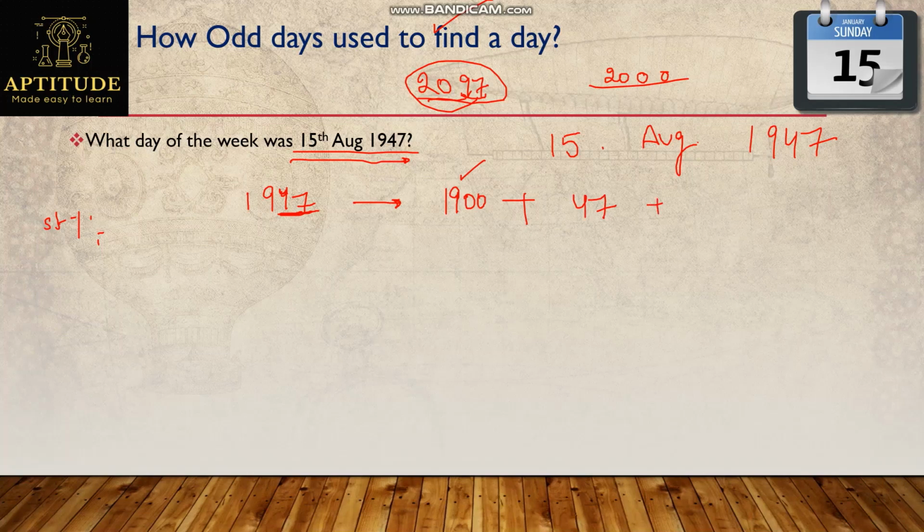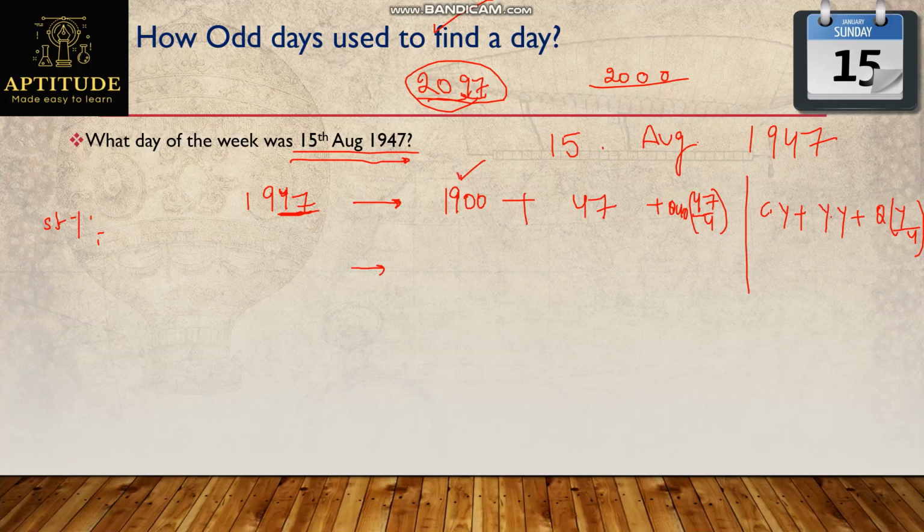Here I'll consider the last two digits, that is 47, divided by 4. But I won't consider the remainder, just the quotient of the year divided by 4. So I'll write the pattern here: the century year, the last two digits of the year, and the quotient of the year divided by 4. This is the pattern you need to write.